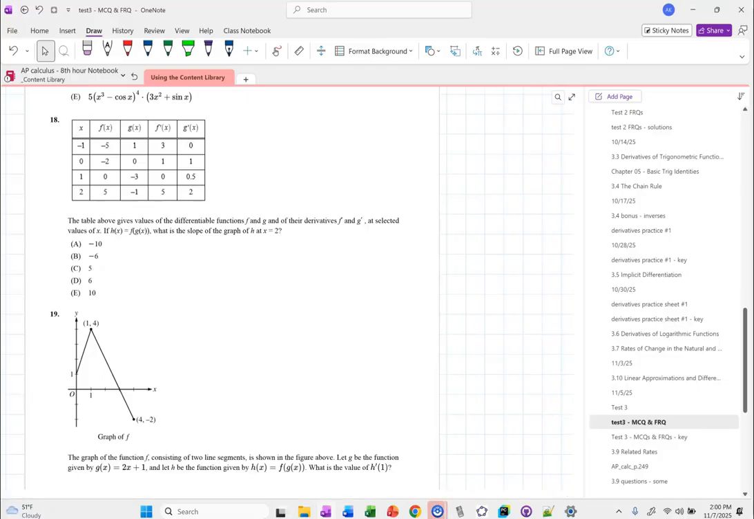The table above gives the values of differentiable functions f and g and of their derivatives, f prime and g prime, at selected values of x. If h of x is equal to f of g of x, what is the slope of the graph of h at x equals 2? What do we ask to find here? Right, that's what we're looking for. Everybody agree? Okay.